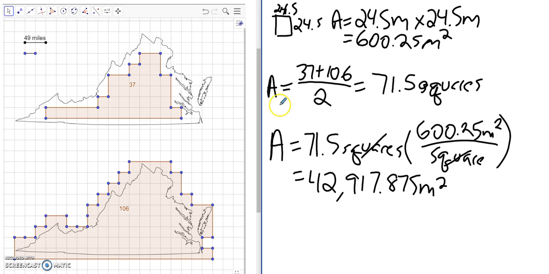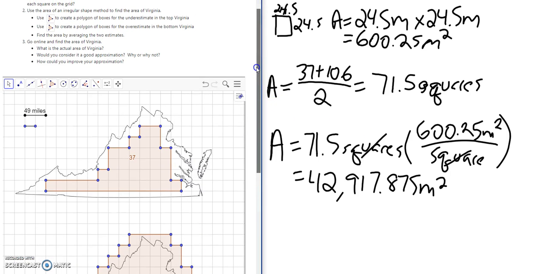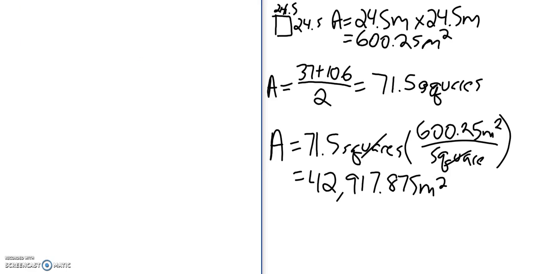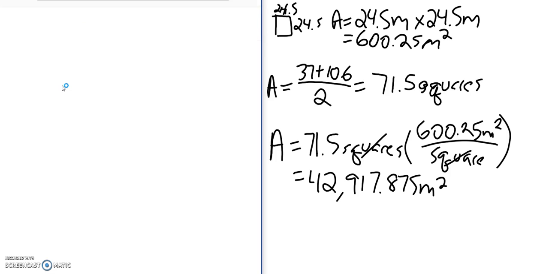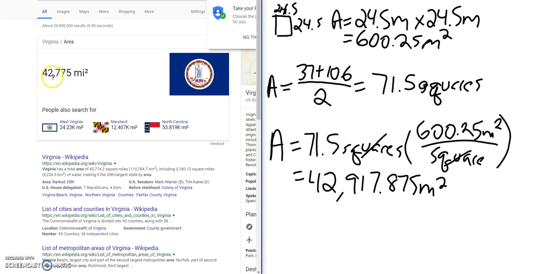So then the question from here was, well, what is the actual area of Virginia? So if I come back here and do area of Virginia, and I'm just using Google, it tells me that's 42,775 square miles. So through estimation, using these squares, I got within just over 125, 150 square miles. That's pretty good when you think about trying to find your measurements here for what we're doing.